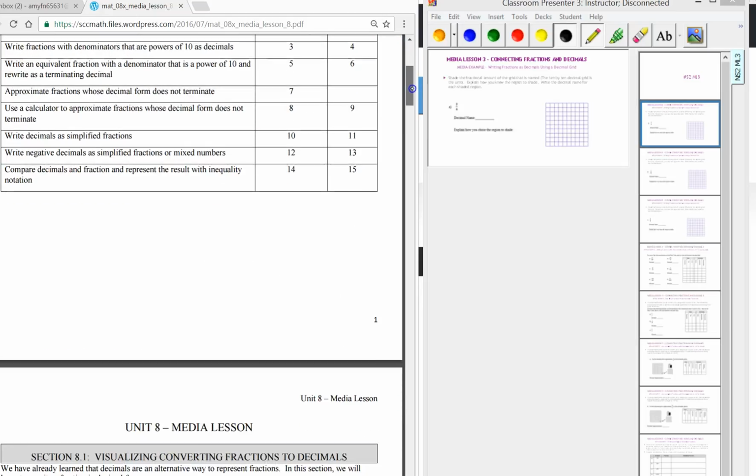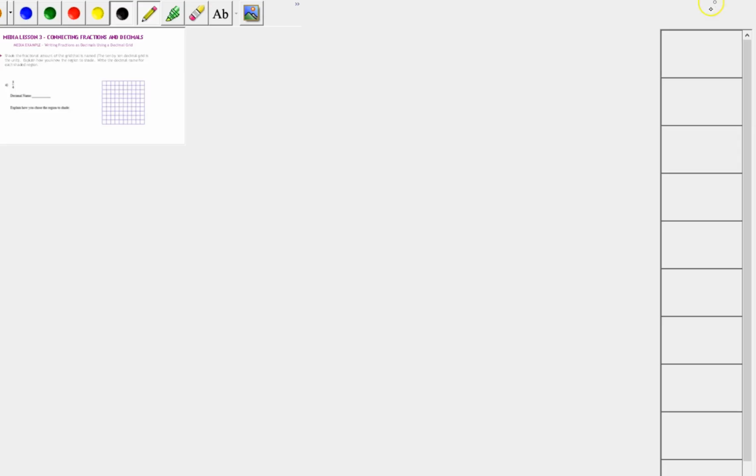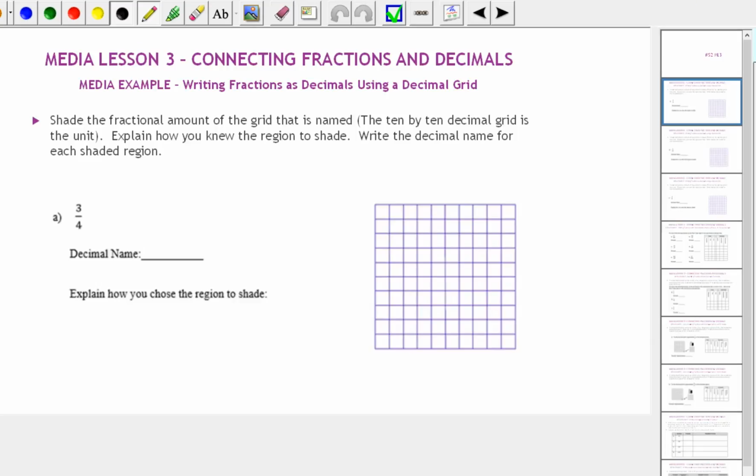So first, here we have some decimal grids, and we give them a fraction and we want them to shade the grid to represent the fractions. And the first ones are terminating decimals. So let's take a look at one of these. Okay. So we want to think of this, or have them think of this. If we have 3/4, we're going to shade 3 out of every 4 either small squares or columns, orange strips. Okay, and this is a good activity to have them do on their own.